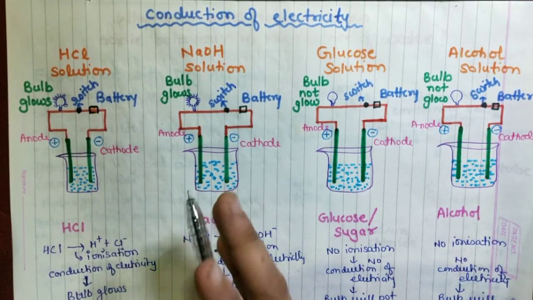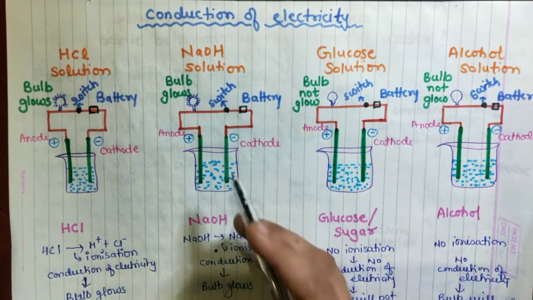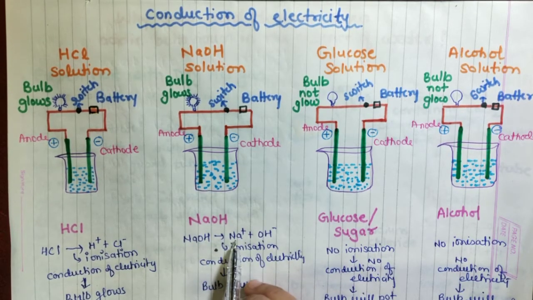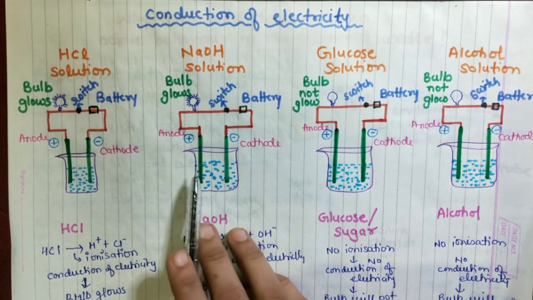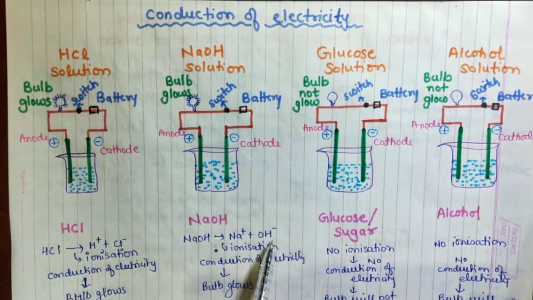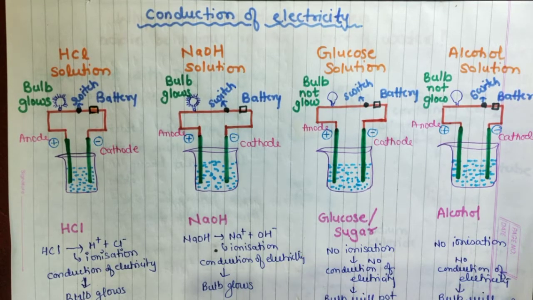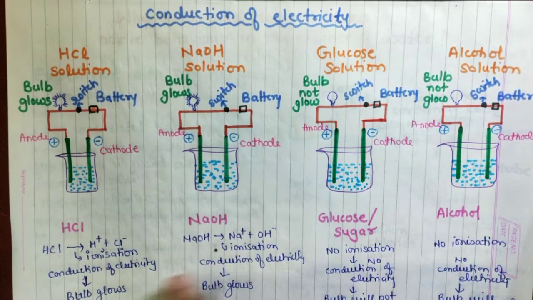The same happens in the case of NaOH. It is a base, while HCl is an acid, but both undergo ionization. Due to the ionization of the base NaOH, Na plus will be attracted towards the cathode and OH minus will be attracted towards the anode. Again the ions will move and electricity will be conducted, and the bulb will glow in both cases.